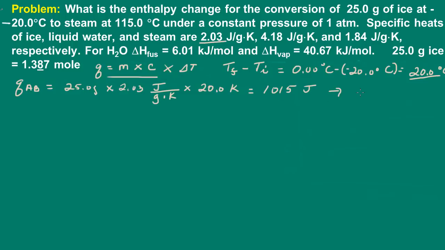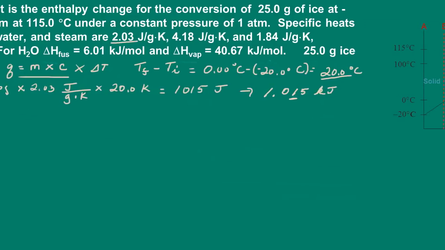I'm going to convert this to kilojoules. So I just divide this by 1,000. So that's 1.015, and I'm keeping track of my significant figures here with this line. And this would be kilojoules. Okay. Let's go ahead then and see what's going on in the next region.